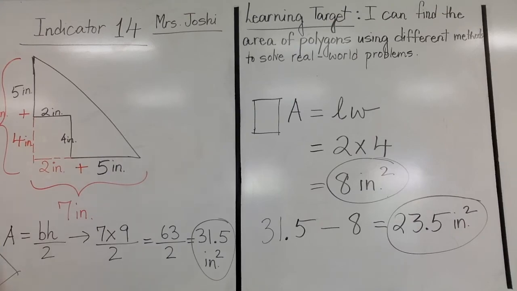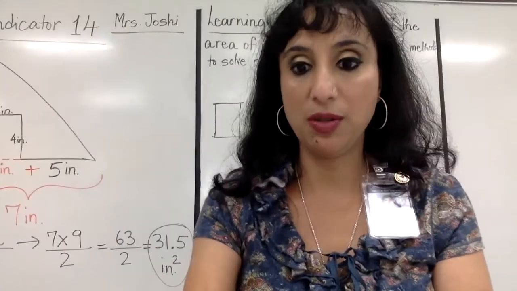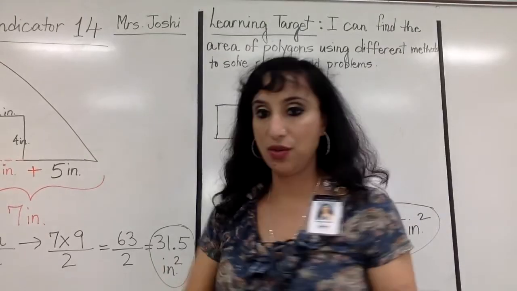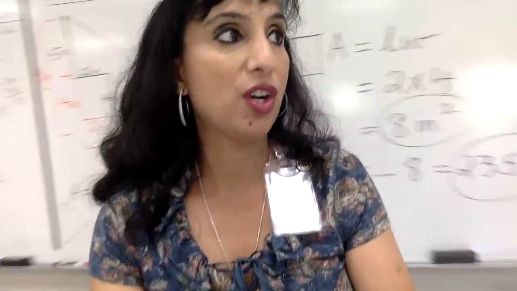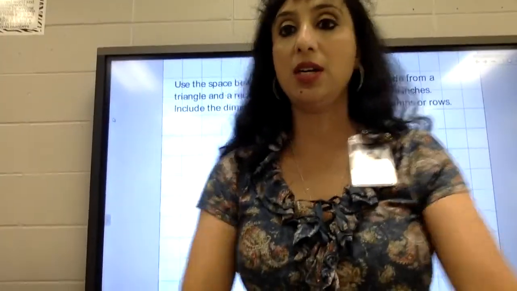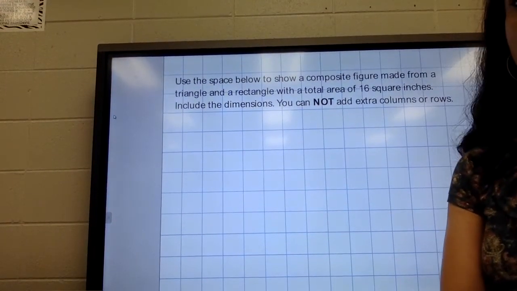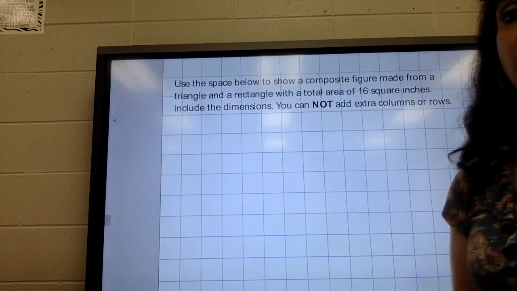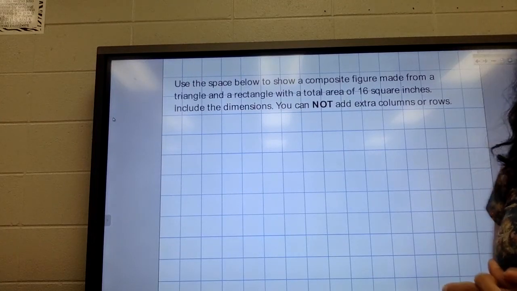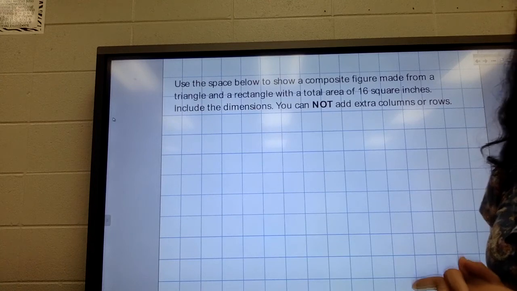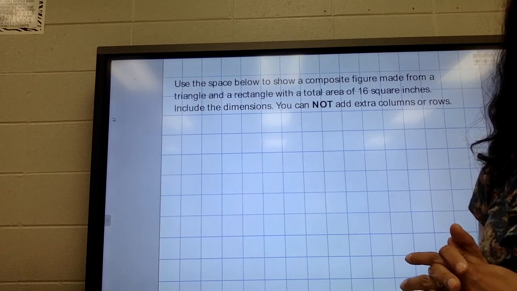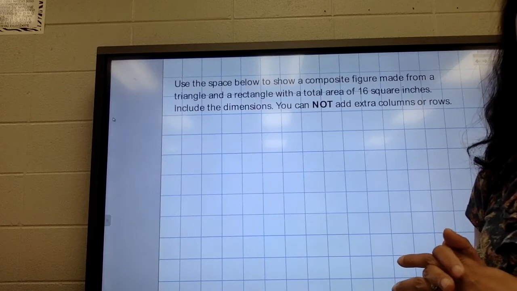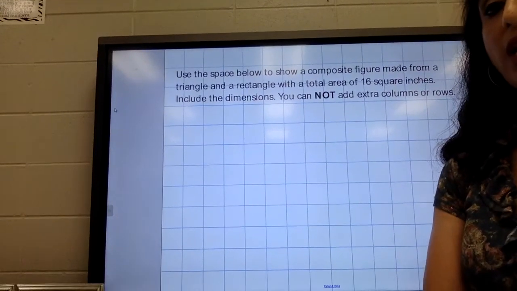Okay, so let me take my laptop to the smart board because I need to show you over there. So I'm going to put this here and I hope you all can see. So look what it's saying. Use the space below to show a composite figure made from a triangle and a rectangle with a total area of 16 square inches. Include the dimensions. You cannot add extra columns or rows.